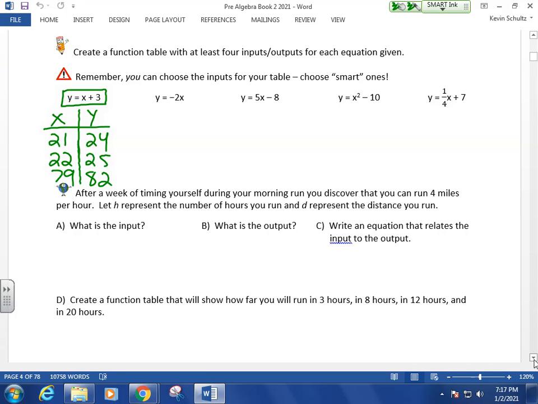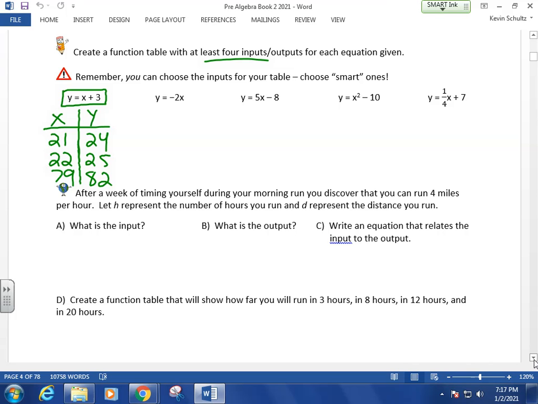Okay. I know it says with at least 4 inputs, outputs. I wrote too large here, so I'm only going to have 3 here, so you can add a fourth one of your own choosing there. But basically, whatever you plug in for x, y is going to be 3 greater than that, because we are adding 3 to x to get y.